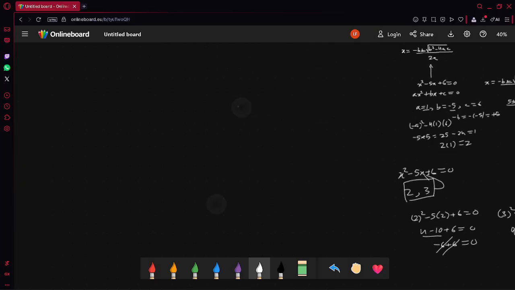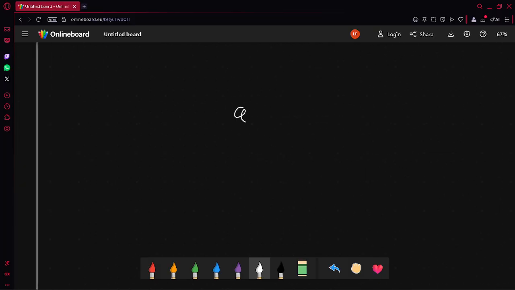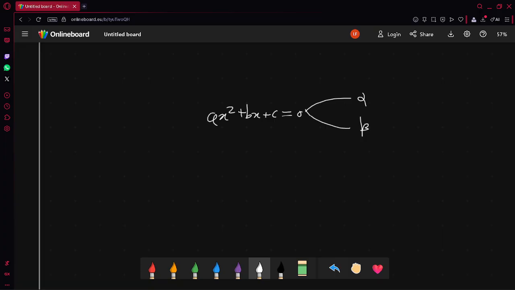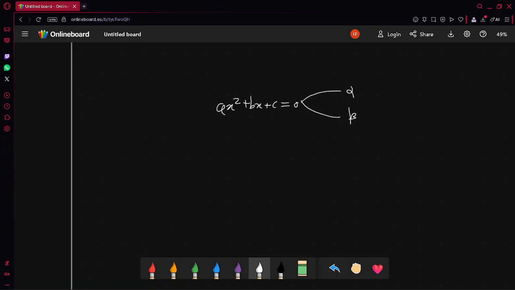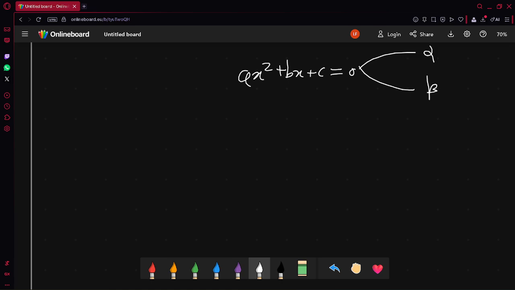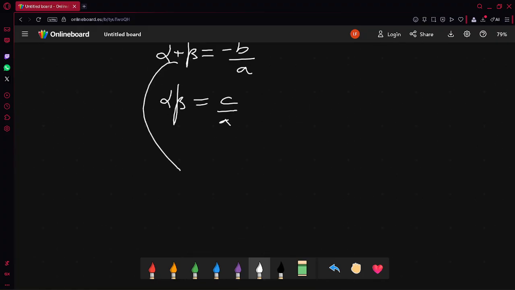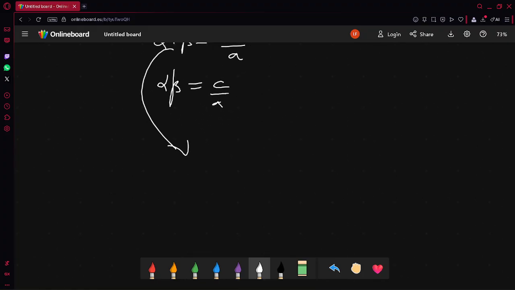So in the general form of a quadratic, ax squared plus bx plus c, you're going to have two roots, alpha and beta. These two roots, we can solve for them using the quadratic formula. And we have two formulas actually. Alpha plus beta equals -b over a, and alpha times beta equals c over a. Now, how did these formulas even come? Now, alpha plus beta equals -b over a.